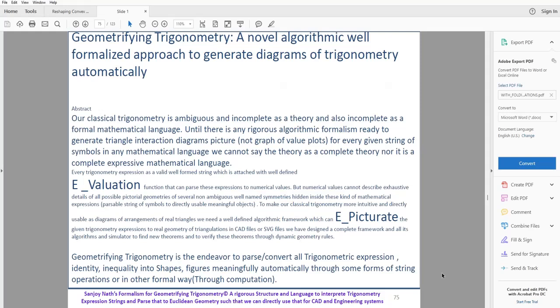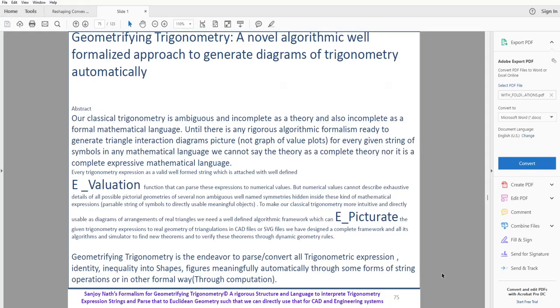For every given string of symbols in any mathematical language, we cannot call the theory a complete theory. When the symbols give you ambiguity, that is not the reality. Before BODMAS was there, the same expression could give you multiple kinds of answers, and all looked good, but only some were correct. So a well-formal system is very necessary, and operator planning is very necessary.